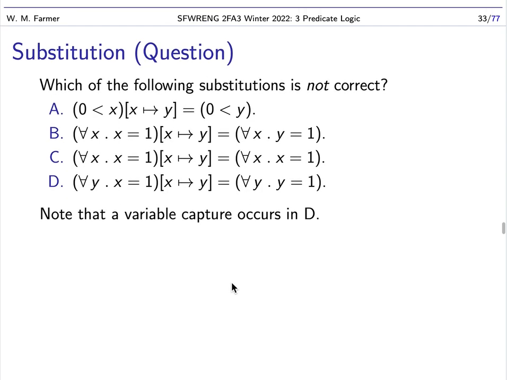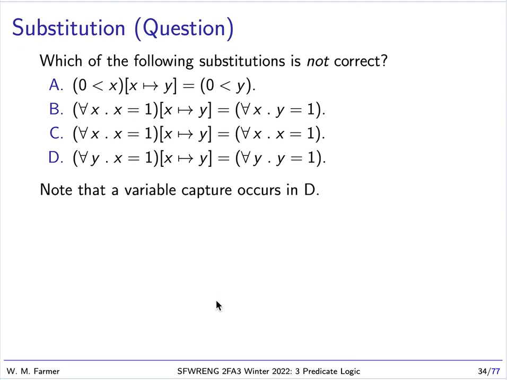And here's a question for you. Which of the following substitutions is not correct? I'll give you a moment to think about this. Okay, well, welcome back. So let's start with A. We have this expression that has a free occurrence of x. And so if we apply our definition of substitution, we're going to replace that free occurrence of x with y, and we get this.